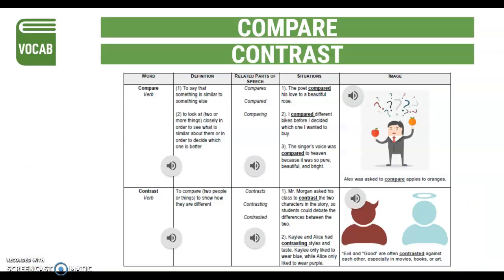Now that your do now is complete, we're going to move on to our first set of vocab words for today: compare and contrast. Go ahead and pause the video so you can review the definitions in your class packet. Remember, you can click on the speaker symbol to have the definition read aloud to you.